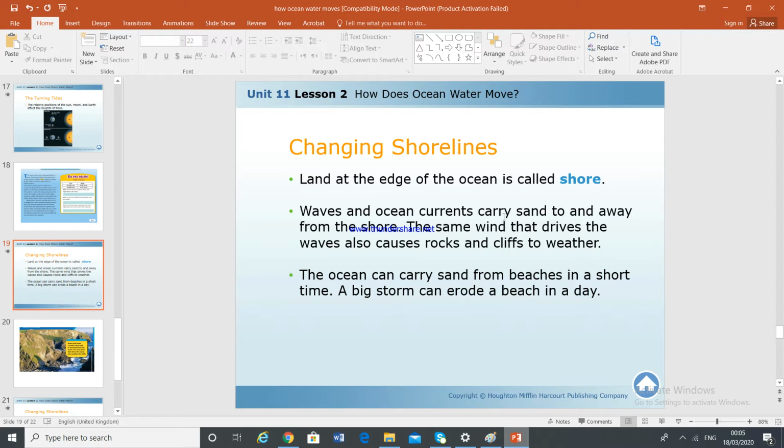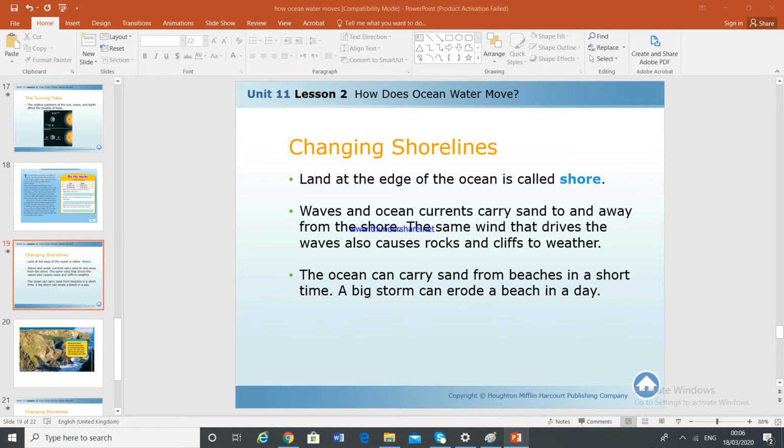Waves and ocean currents carry sand to and away from the shore. The same wind that drives the waves also causes rocks and cliffs to weather. For this, I will just give you 2 examples. There are 2 types of beaches. You go to North Abhor, or the other one, South Abhor, or to some other beach. Where would you like to go more? Where you find only sand in the water, or the rocks? Of course, I'm sure you will love to be on the beach where there is sand, not the rocks.